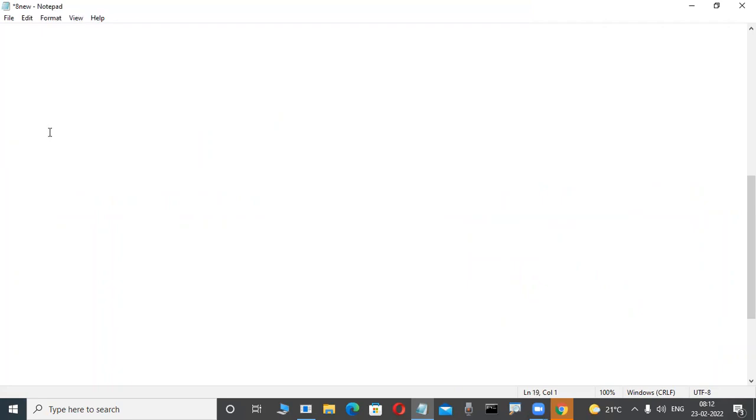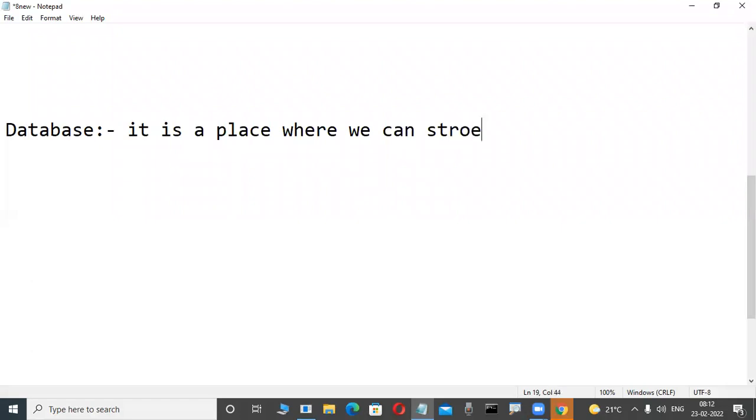So what is a database? If they ask you, in any book you refer to, the definition is written like this. Don't write it, just observe it roughly. It is a place where we can store a structured collection of interrelated data, or a structured collection of data. Now concentrate here.